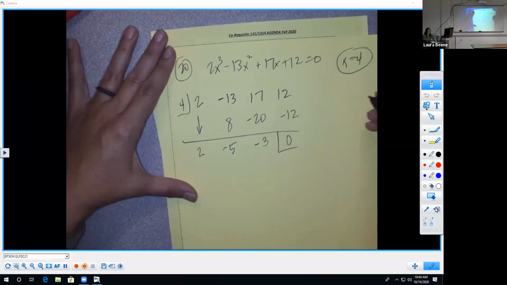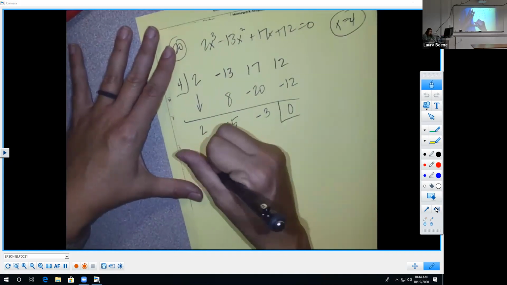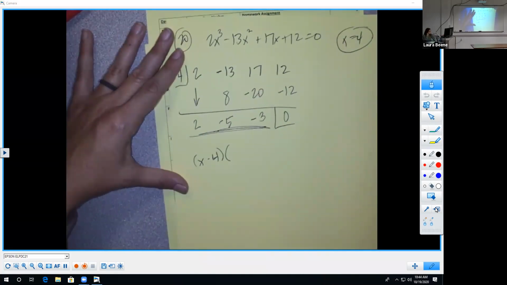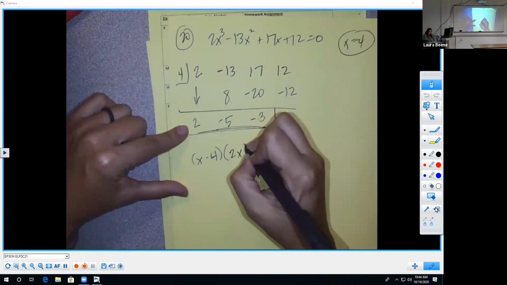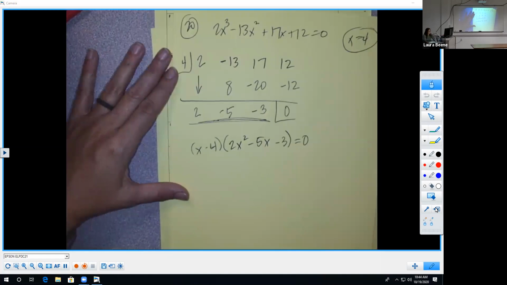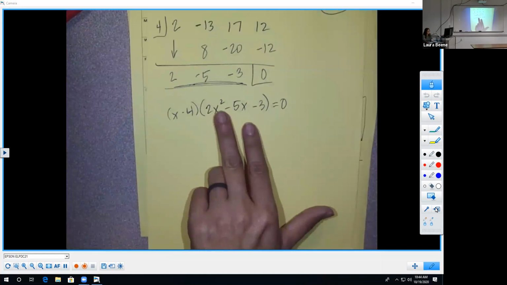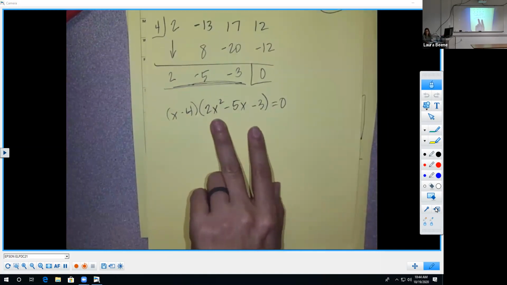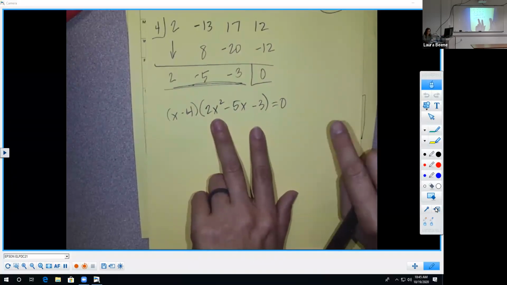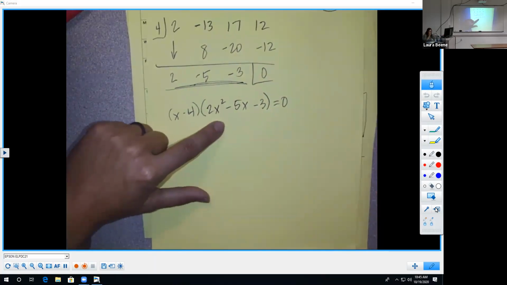So that tells me that x equals 4 is a solution. It also tells me that this equation factors into x minus 4 times this leftover stuff, 2x squared minus 5x minus 3. So here's one of my answers, x equals 4. My other two answers are in this piece. How do I find the other two answers? Either factor using the AC method, or if it didn't factor, how else could you find it? Quadratic formula. I'm pretty sure this factors.